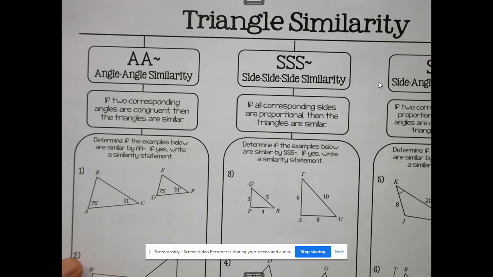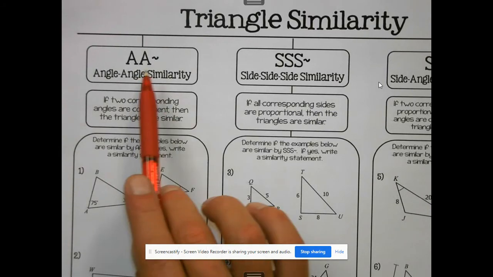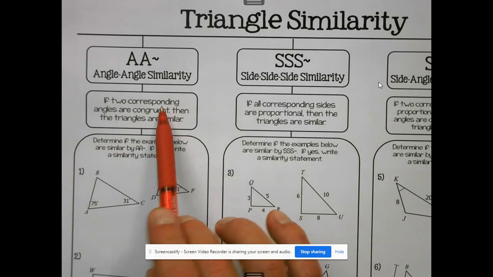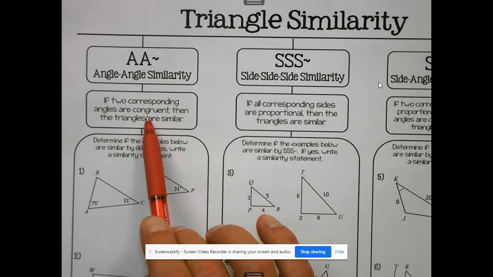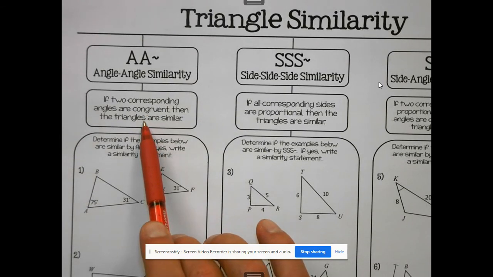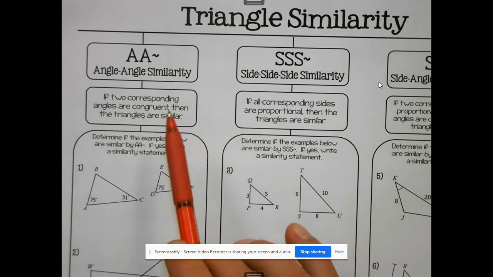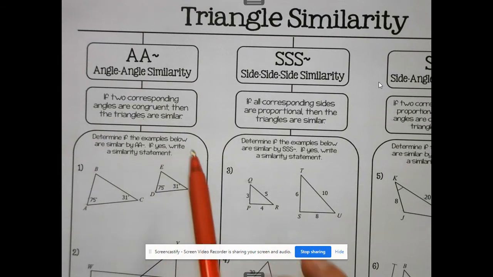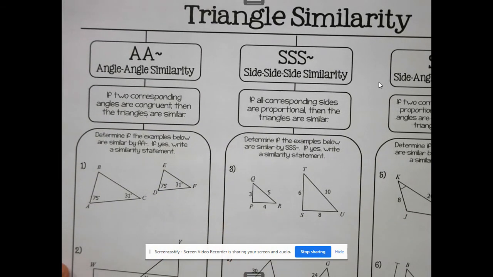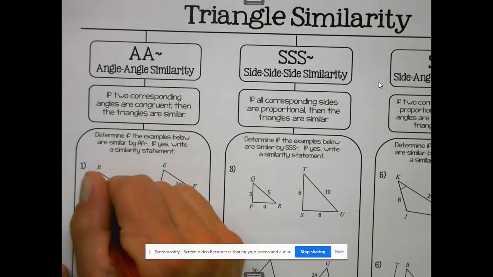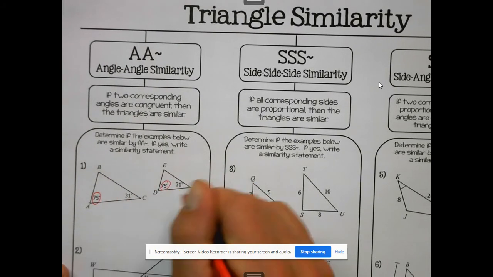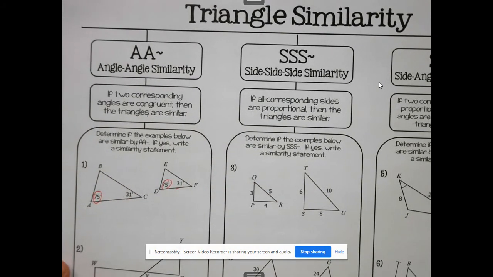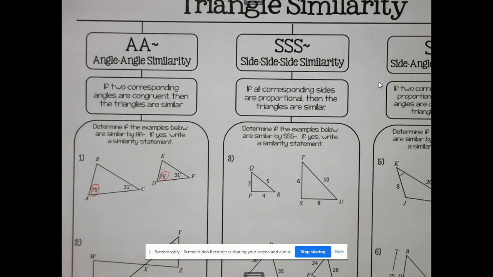Let's check it out. First one, angle, angle similarity. It says if two corresponding angles are congruent, then the triangles are similar. So all you need is two angles that match up, and then we can say that angle, angle proves triangles are similar. If I look at number one here, I notice I've got a 75, a 31, a 31. So easy enough. Yes, they are similar by angle, angle.